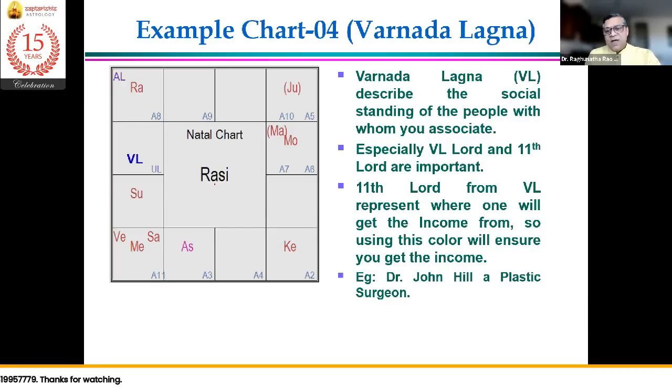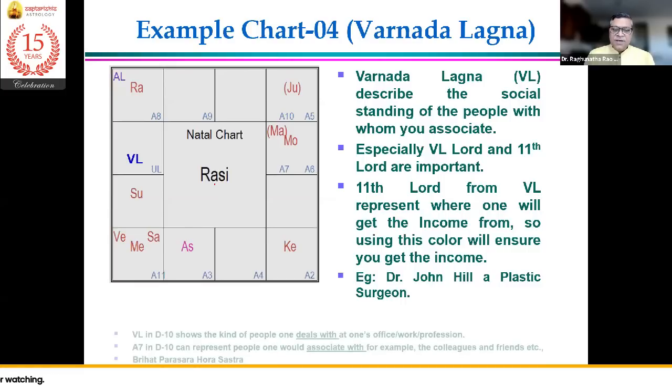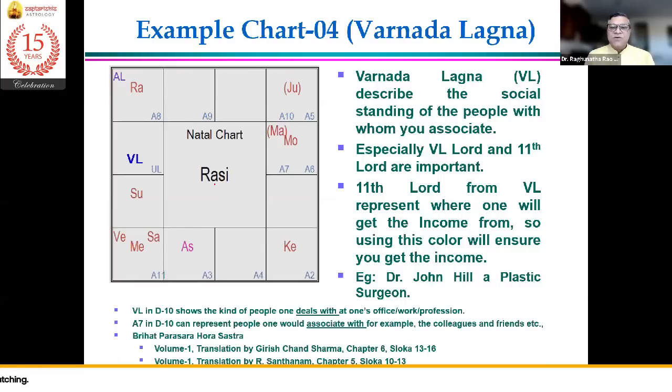So if you look at the Varnada Lagna, it describes the social standing of the people with whom you associate. A lot of relevance was given to Varnada Lagna, and the detailed description of calculations and application was very well defined in BPHS, Brihat Parashara Hora Shastra, Volume 1 by Girish Chandra Sharmaji, Chapter 6, slokas 13 to 16. Refer to that. I think I've provided the details out there. Santhanam also gave some examples. Understand the Varnada Lagna. This is so important.